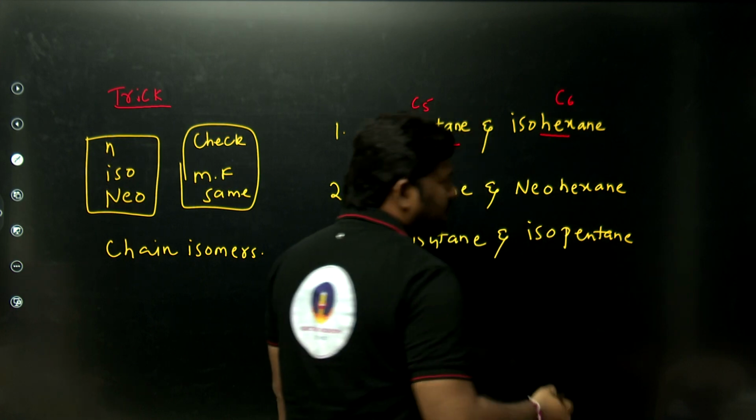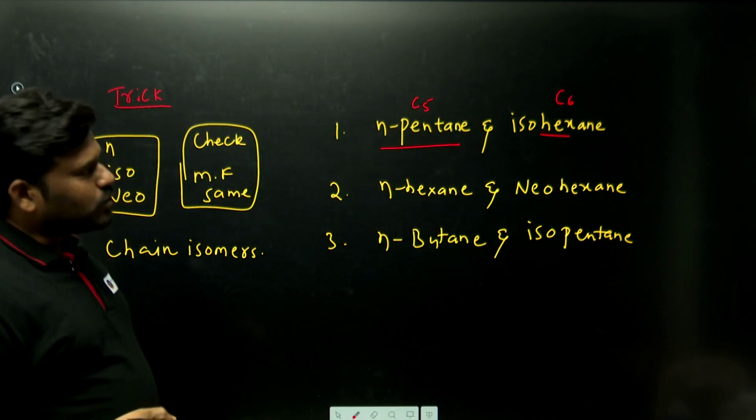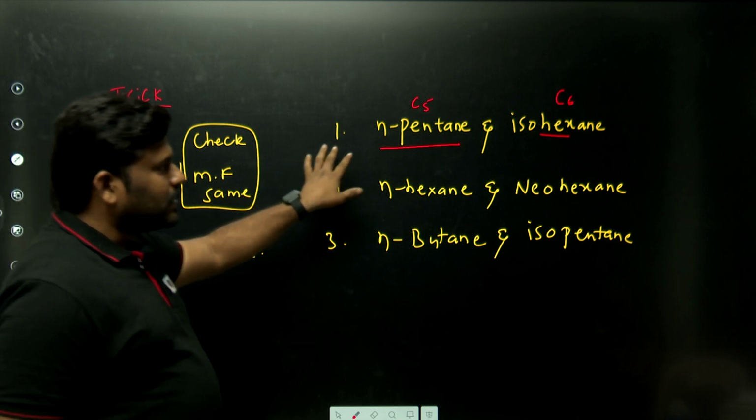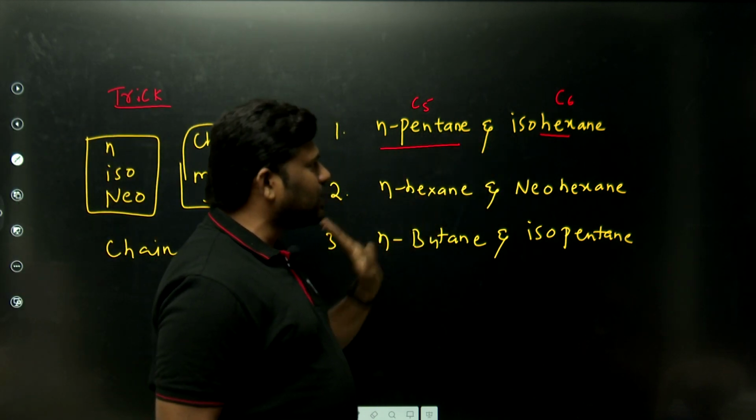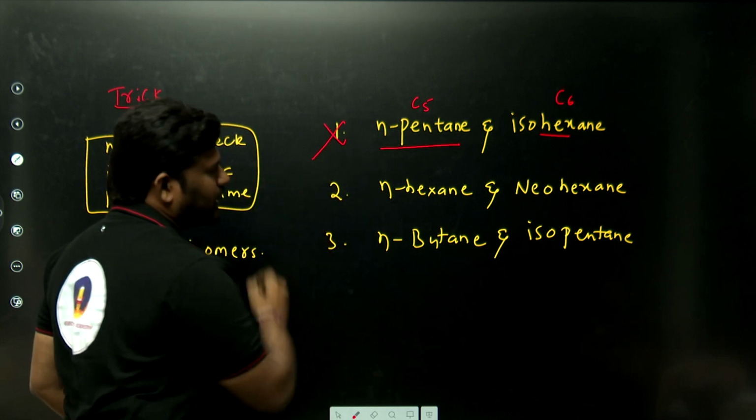6. 1 means meth, 2 means eth, 5 means pent, 6 means hex. So N-pentane and isohexane: here the carbons are not equal. So these are not chain isomers.